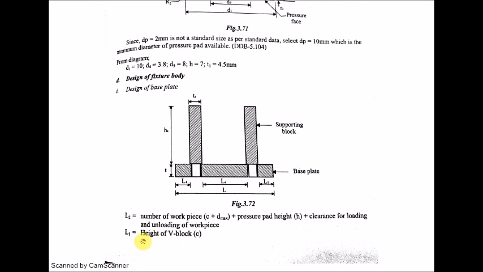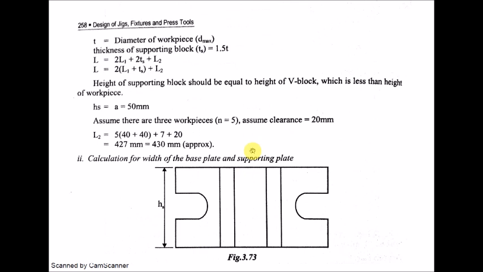Because sometimes some students might get confused. See, the height of the V block is C. So L1 is given as C. Then we have used A equal to 50 mm. So it is very obvious because of the way we have placed the V block.